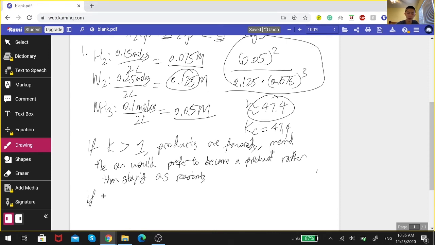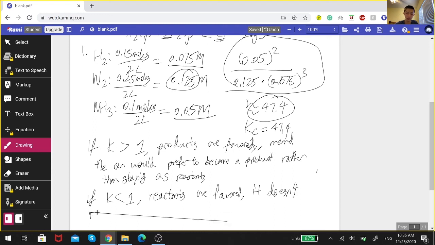And similarly, if K is less than 1, that means reactants are favored, and that means it doesn't really make a product when the reactants are placed together.